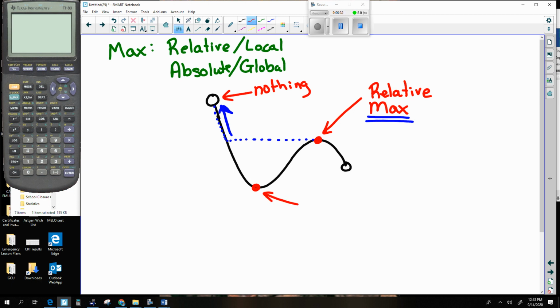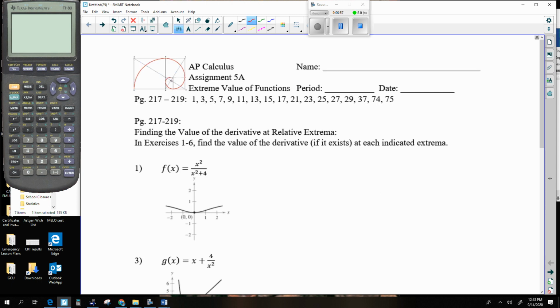Okay, what about this guy down here? This is obviously a minimum, but is that an absolute minimum? Yes, it is, because there is no graph, there is nothing lower than that minimum. That is the absolute minimum. Okay, that'll get us started.